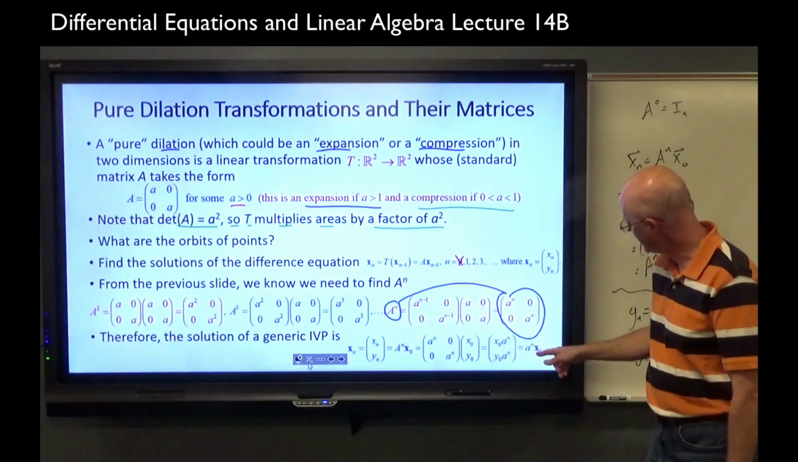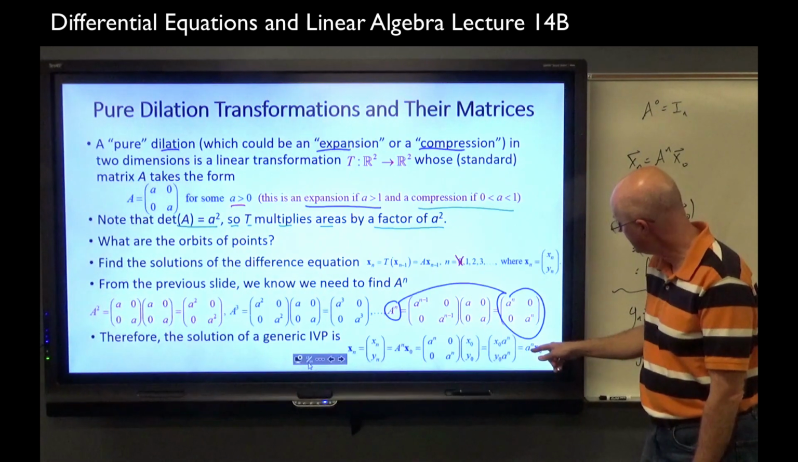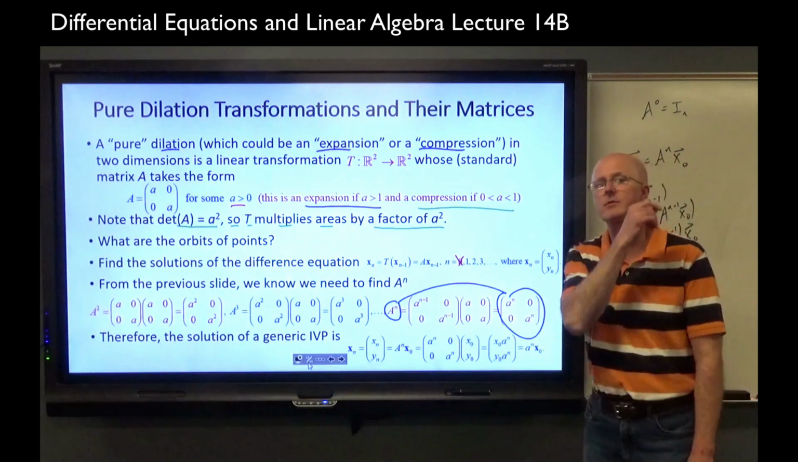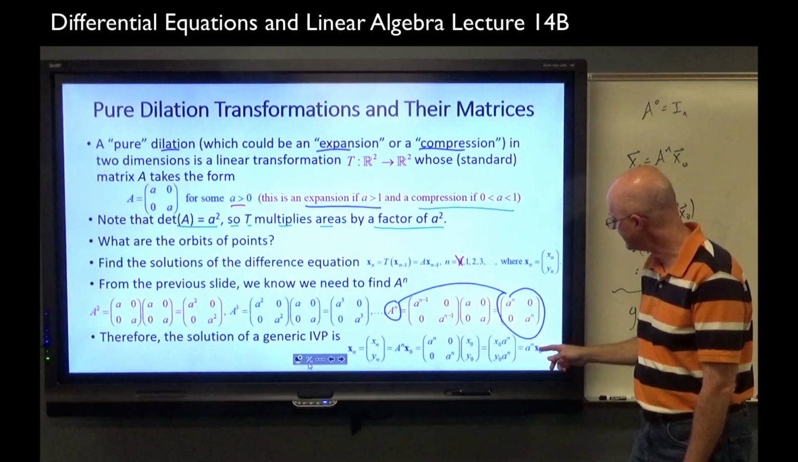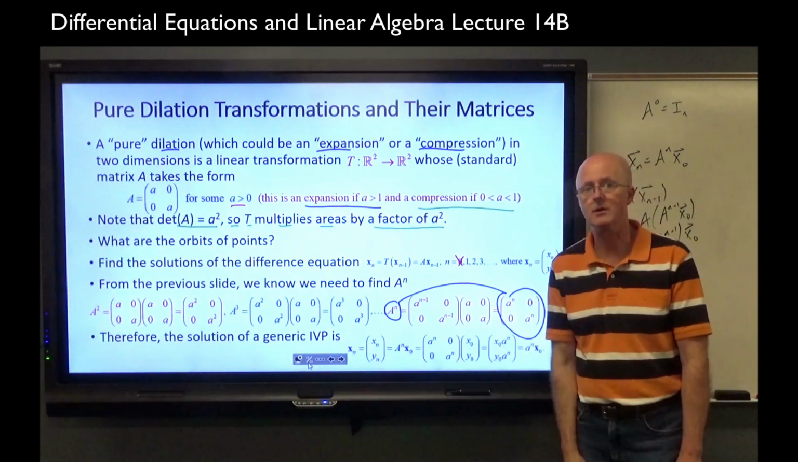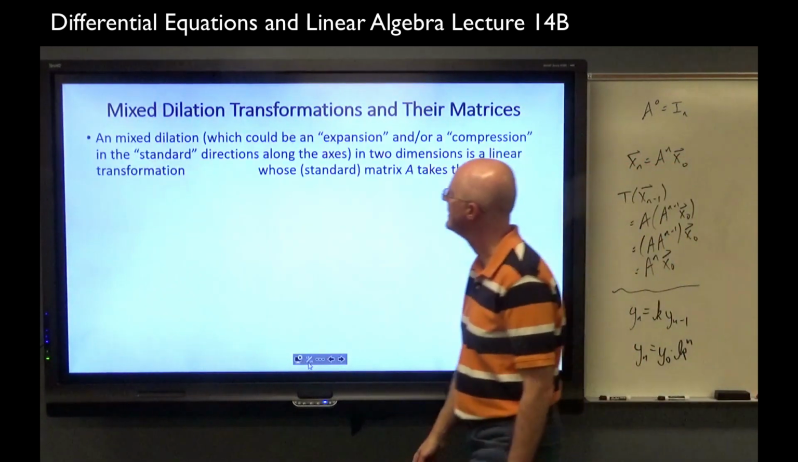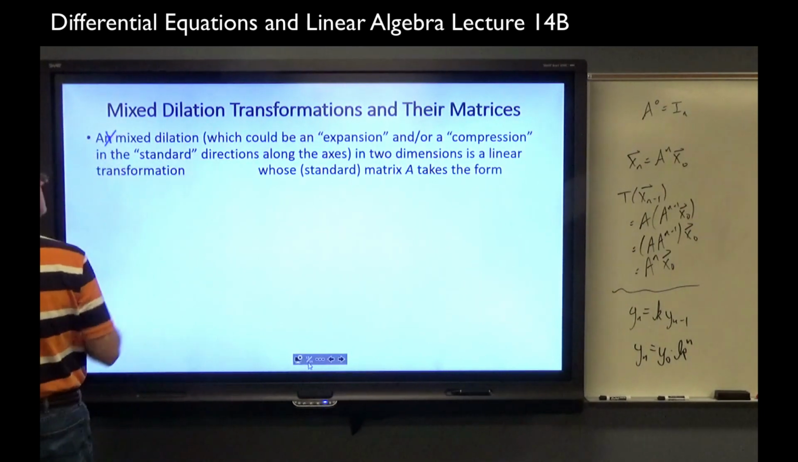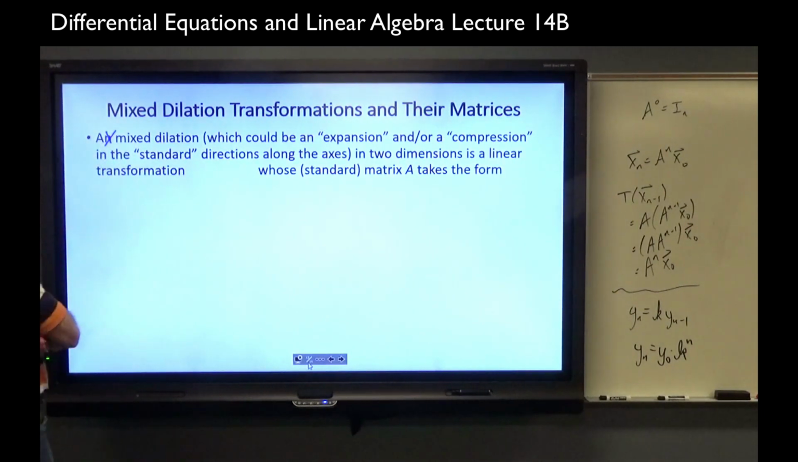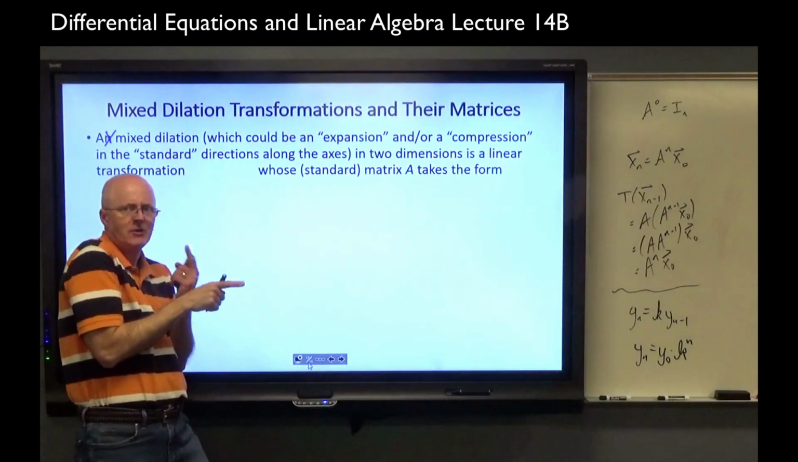So ultimately what matters here is a to the nth power. If a is bigger than 1, like 2 for example, you get 2 to the n times x_0, the point's going to move further and further away from the origin. Whereas if a is 1/2, you get 1/2 to the n times x_0, that's going to move closer and closer to the origin as you keep iterating. A mixed dilation, which could be an expansion and or compression in two different directions.